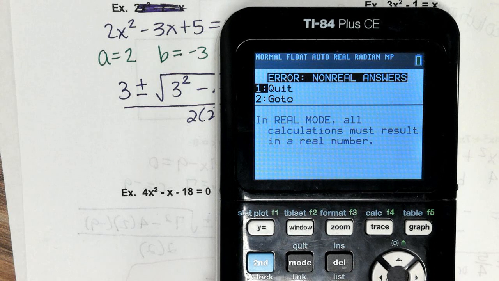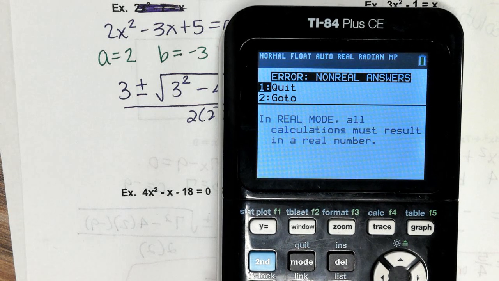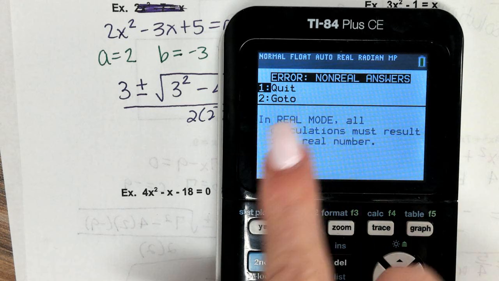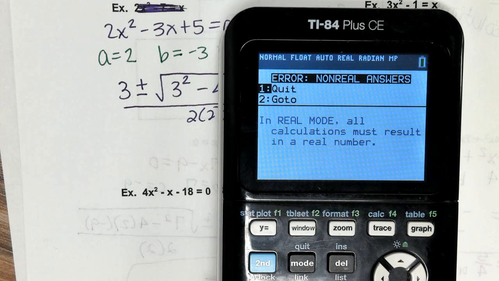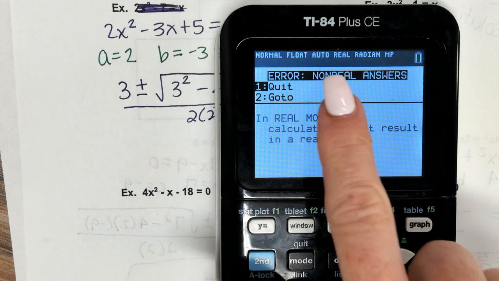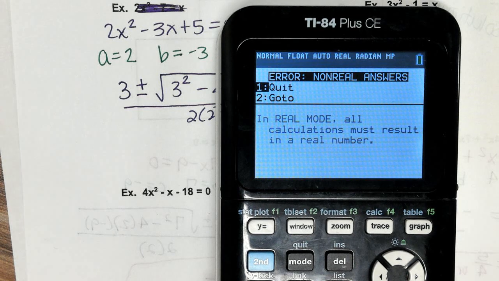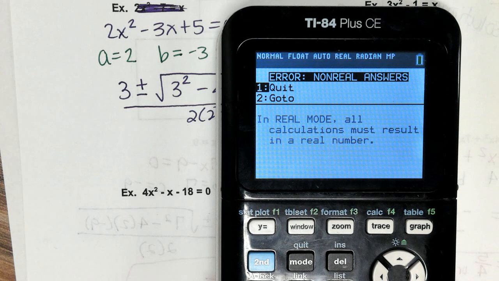What is the answer? Now here's the deal. If you get an error message and it says like sign change, that means you typed it in wrong. But if you get an error that says non-real answers, then your answer is no solution. It means it's never going to touch the x-axis.